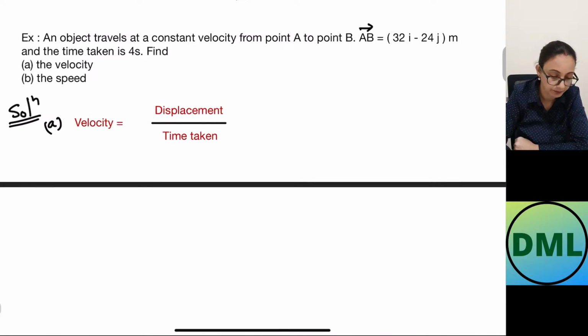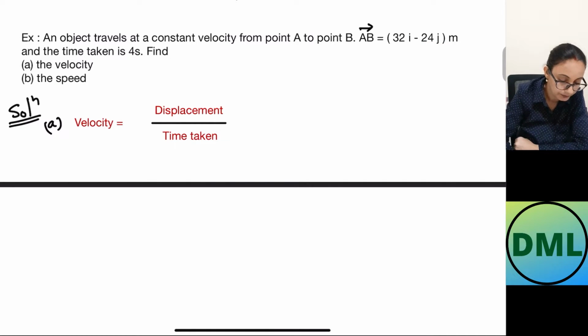Now let's see one more example. An object travels at a constant velocity from point A to point B and the vector AB is given by 32 i minus 24 j meter and the time taken is 4 seconds. Find first the velocity and second the speed. As we know, velocity is displacement over time taken. So the displacement from point A to B is given to you by 32 i minus 24 j.